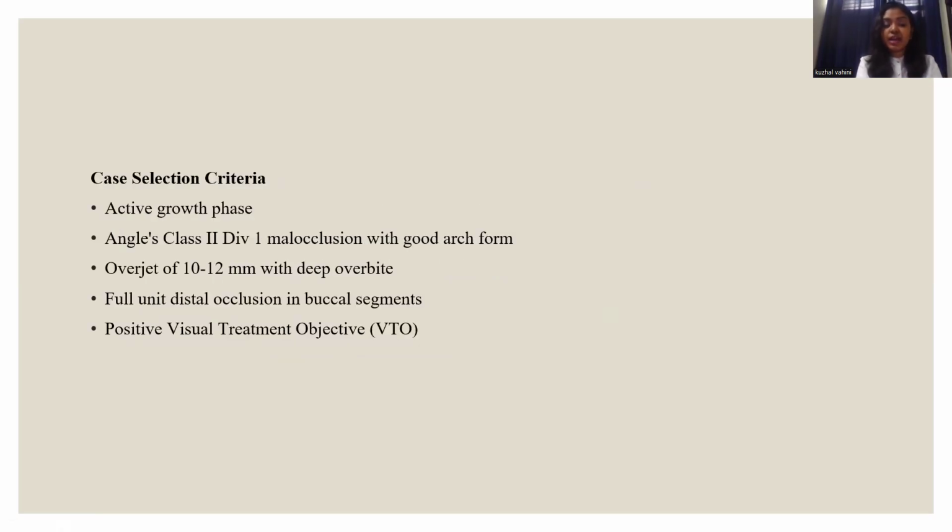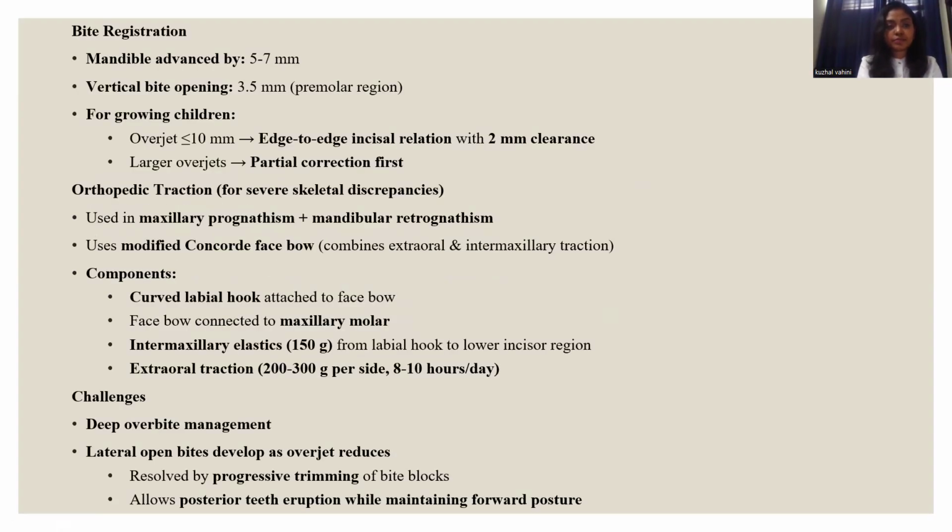So case selection is as told earlier, as with any other functional appliance. So for the bite registration here, the mandible is placed forward, advanced by 5 to 7 mm, and the vertical bite opening is 3.5 mm in the premolar region. So for growing children, it's edge to edge with 2 mm of clearance. In large overjet, partial correction is done in the beginning. Then orthopedic traction, we have severe skeletal discrepancies. So it is used in maxillary prognathism and mandibular retrognathism cases.